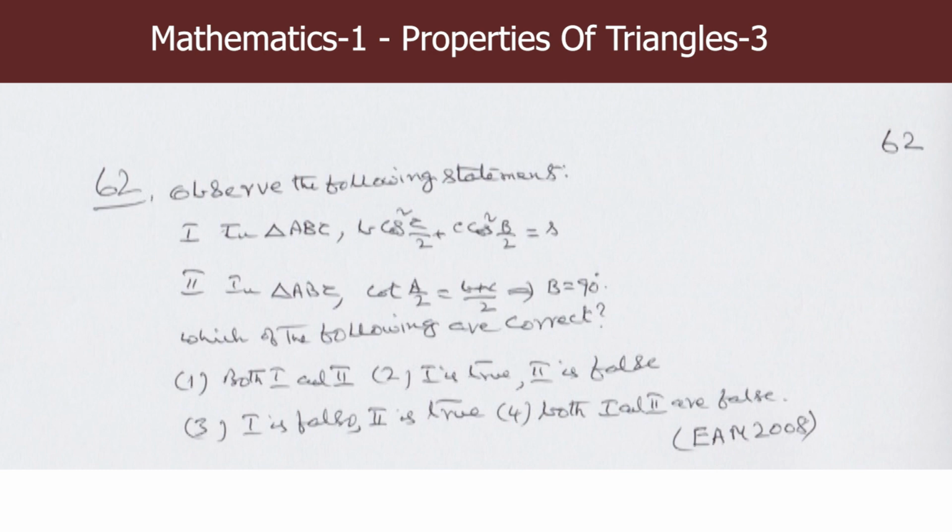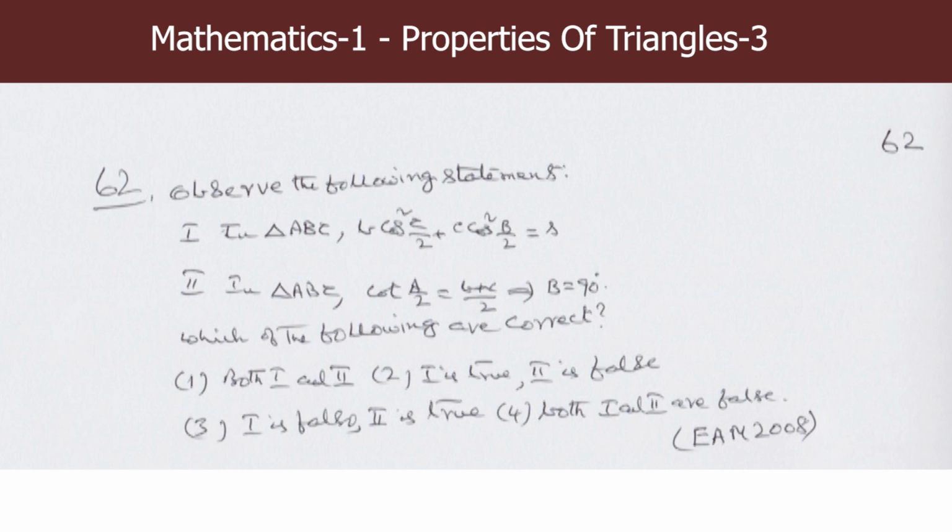1. Both 1 and 2 are true. 2. 1 is true and 2 is false. 3. 1 is false and 2 is true. 4. Both 1 and 2 are false. Answer, 2008. So now the first statement we will verify.